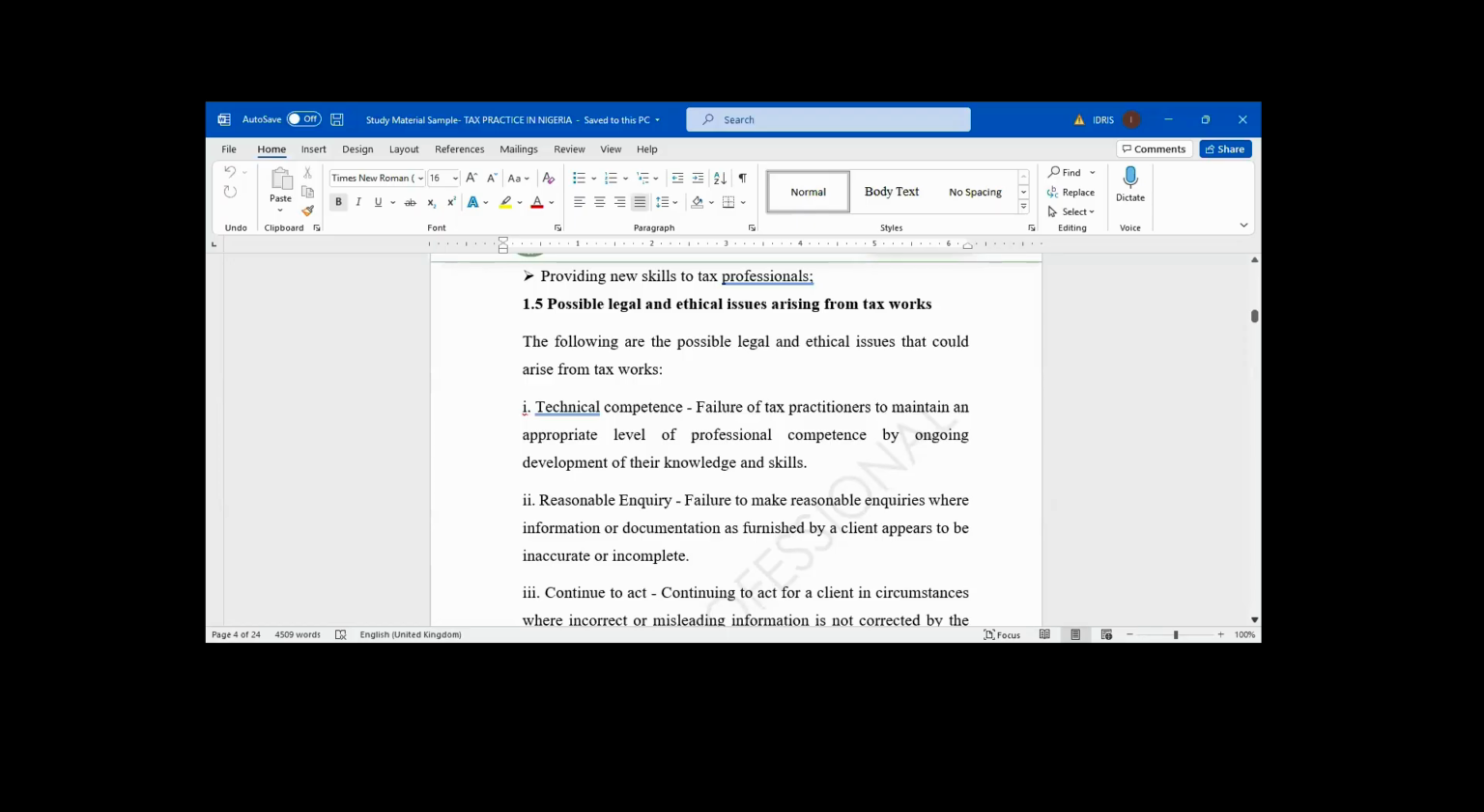When you fail to have technical competence, it is against the ethics of the profession. It will affect your job.